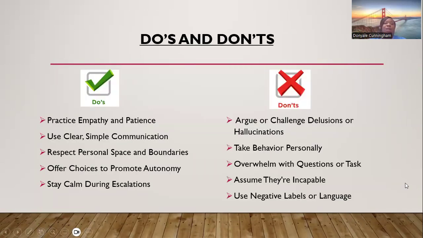So now let's go into some do's and don'ts when working with residents with mental disorders. And so some things we want to do: we want to practice empathy and patience, use clear, simple communication, respect personal space and boundaries, offer choices and promote autonomy, and stay calm during escalations. Some things we don't want to do are argue or challenge delusions or hallucinations, take behavior personally, overwhelm with questions or tasks, assume your clients are incapable, and use negative labels or language. So just some do's and don'ts when working with your clients with mental disorders.